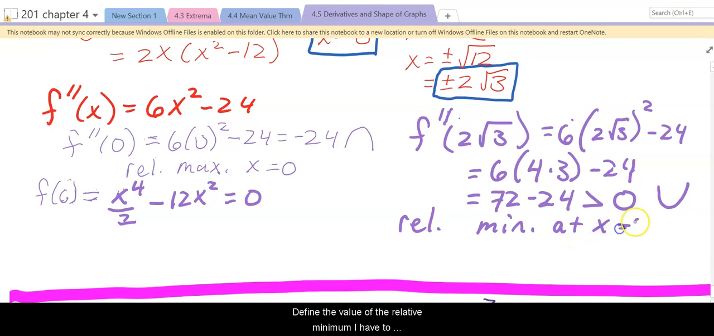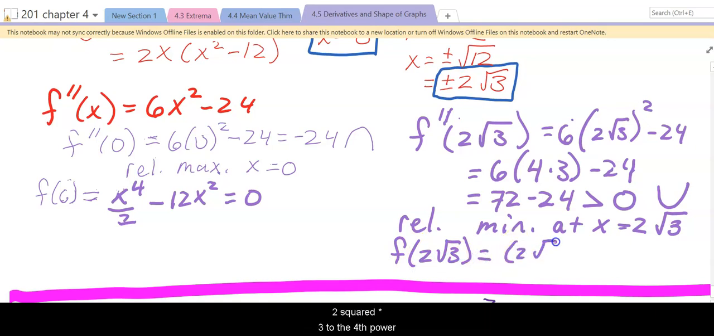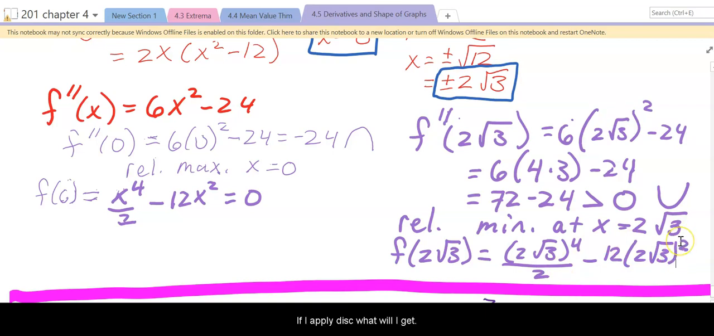To find the value of the relative minimum, I have to plug 2 square roots of 3 back into the original function found over here at the left. That would give me f of 2 square roots of 3 equal to 2 square roots of 3 to the 4th power divided by 2 minus 12 times 2 square roots of 3 quantity squared. If I apply this, what will I get?